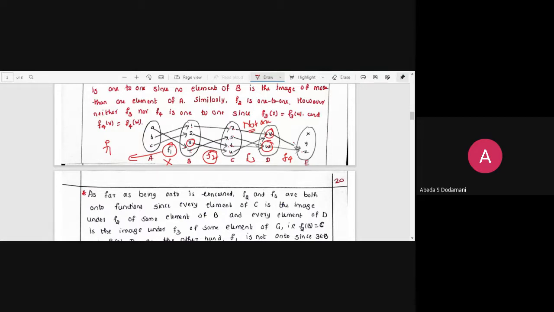Correct? So I'm giving you all the variety of examples. This is 1 1 but not onto, F1. Here it is both 1 1 and onto, F2. Sorry, this is onto but not 1 1, F3. Neither 1 1 nor onto, F4. All the 4 examples you can cover in this particular diagram. Go through this diagram again at home, draw it properly and just identify which is 1 1 but not onto, which is onto but not 1 1, which is both 1 1 and onto.